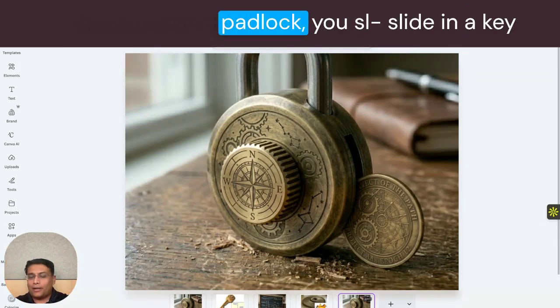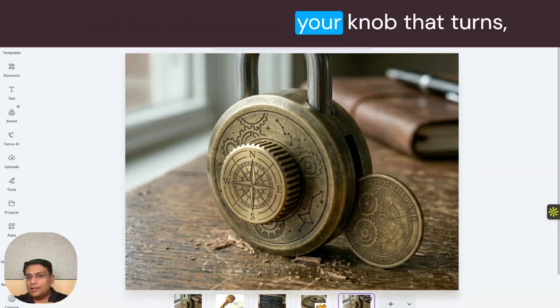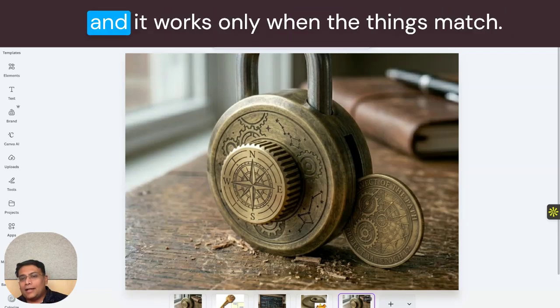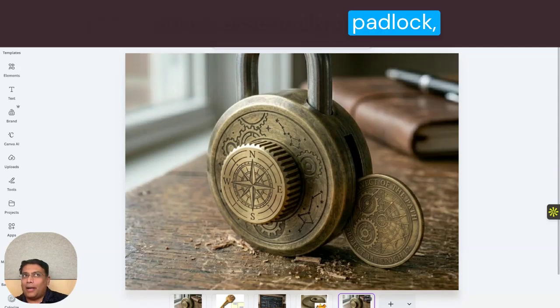So you have a padlock, you slide in a key like this, and then you have a knob that turns, and it works only when the things match. So it's essentially a padlock, but with another axis built in.